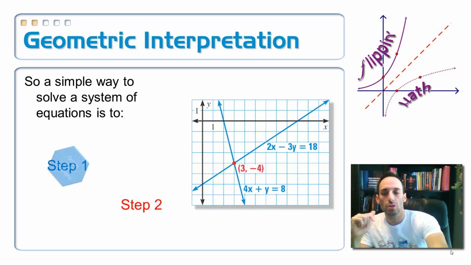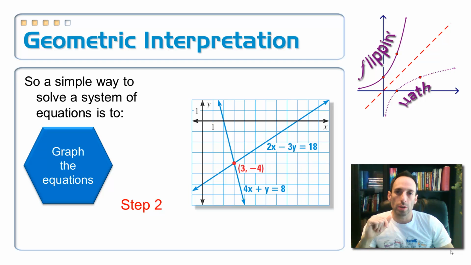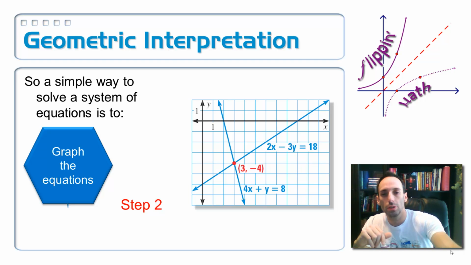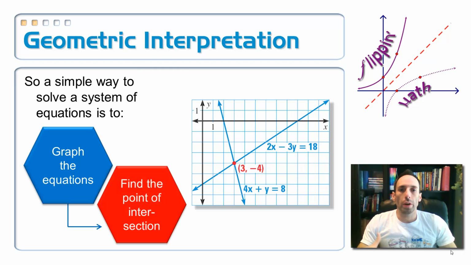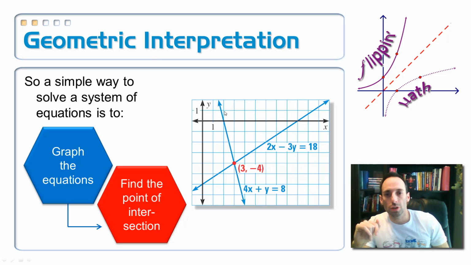Step one is that you just graph each of the equations. If they're lines, piece of cake, right? So I just graph each one of the lines, and then step two, I'm just seeing where those two lines intersect each other. I'm finding that point of intersection. So as you can see here from the picture, I have these two blue lines, each one graphed, and the solution is the point of intersection there, which is (3, -4).